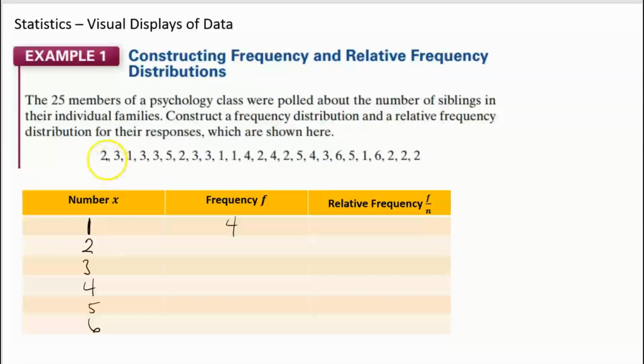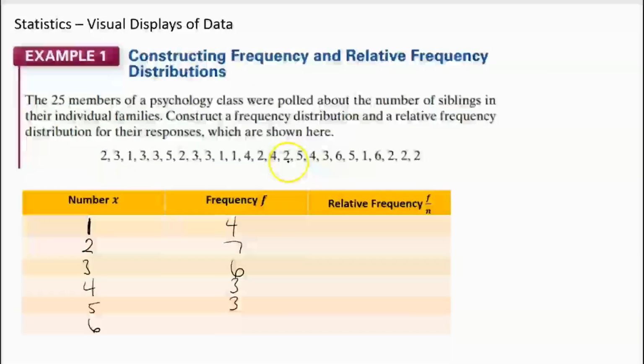So when I count 2s, I see 1, 2, 3, 4, 5, 6, 7. Okay, I'm going to count 3s now. 1, 2, 3, 4, 5, 6. Just see 6 of those. 4s: 1, 2, 3. And that's all I see. 5s: 1, 2, 3. I see 3 5s, and I'm on to the 6s.